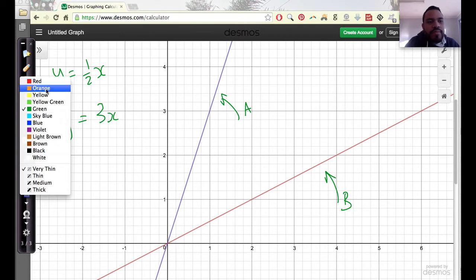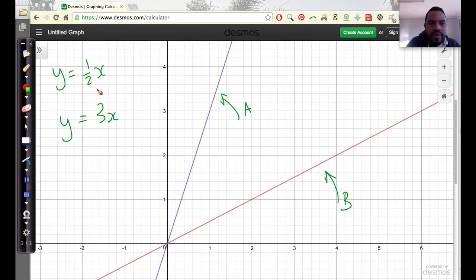Now, when you compare the equations, remember that we said the coefficient of x, the thing in front of the x, happens to be the gradient. And the bigger this number, the steeper the graph is. And the steeper the graph is, the closer that graph gets to the y-axis. Now, if I look at this, I can see that clearly 3 is a bigger number than a half. So that means the equation that has y equals 3x must be steeper.